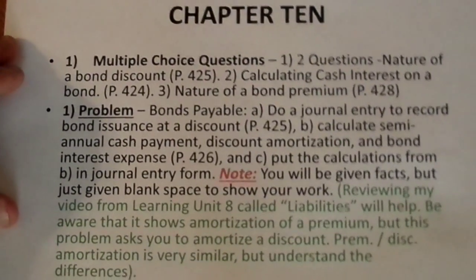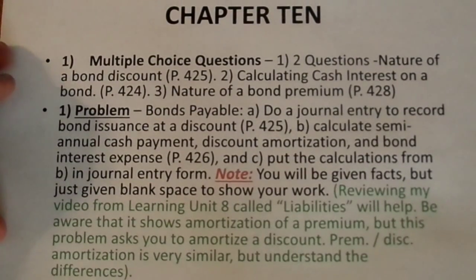Chapter 10. We have 2 multiple choice questions that deal with the nature of a bond discount. So these types of questions get at economically or idealistically, what are we talking about when we have a bond discount? Then you're also going to be required to calculate cash interest on a bond. And this is described on page 424.